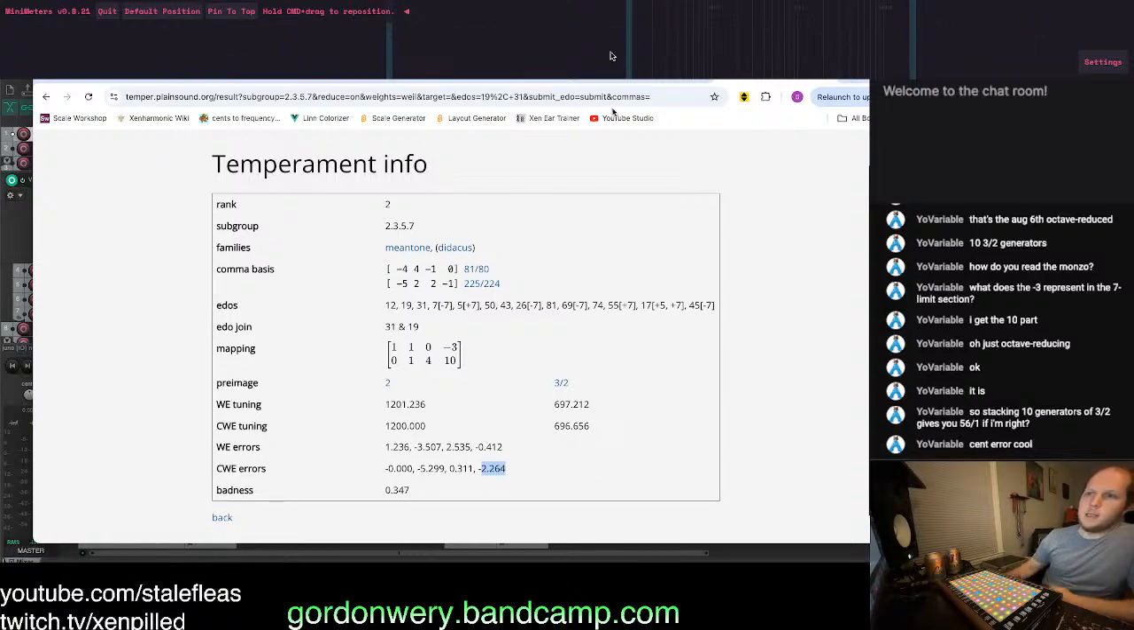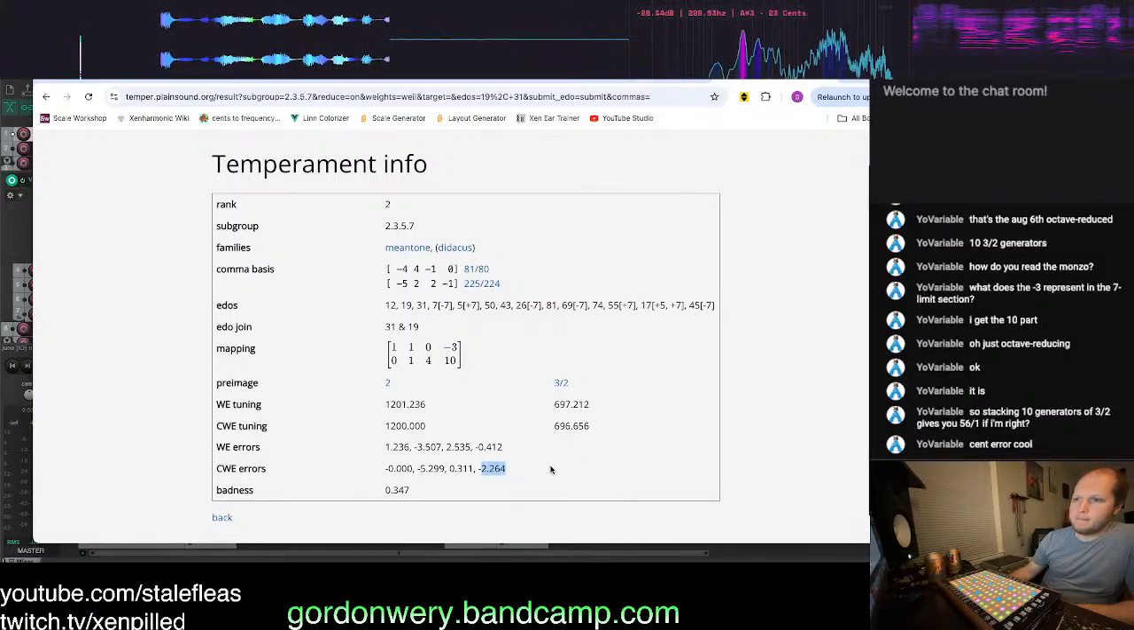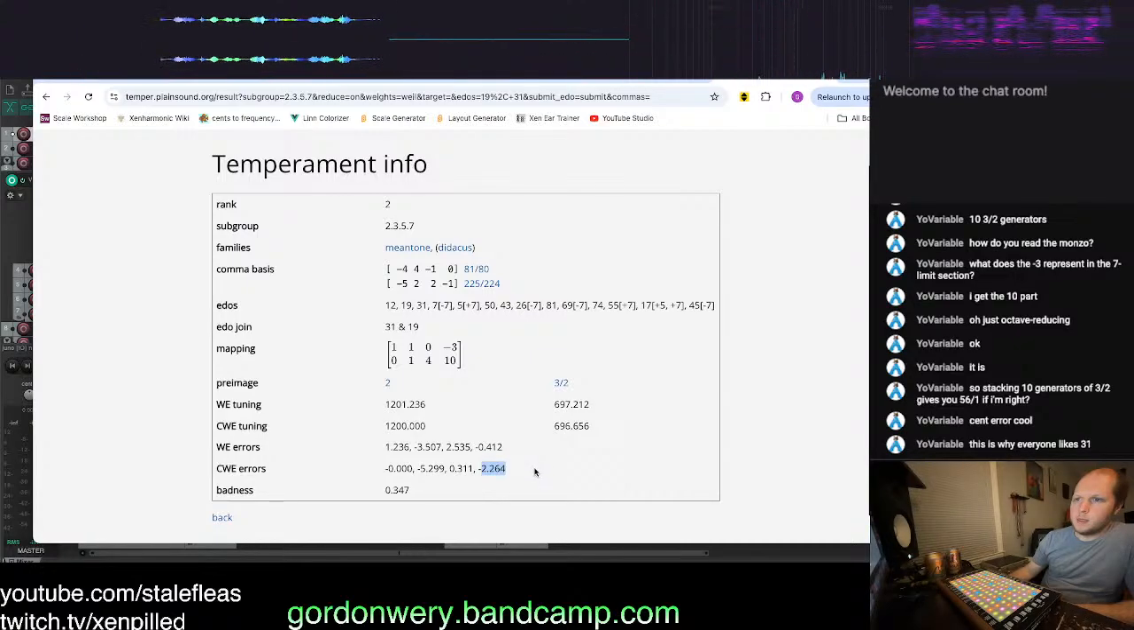So if this is in 31, you can do this in 31. All of these interval equations that are done by septimal meantone are going to be supported by all the EDOs listed there.